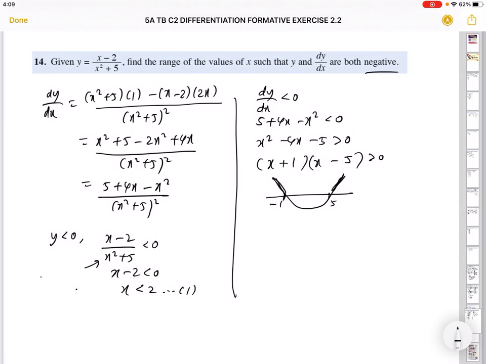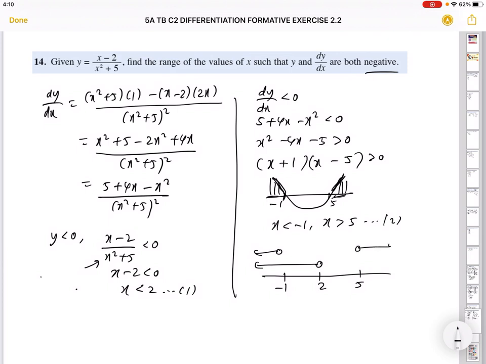And we want to combine this on the number line. We have -1, we have 2, we have 5: less than 2, less than -1, more than 5. So where's the region for which they overlap? Here. So you know x is just less than -1.